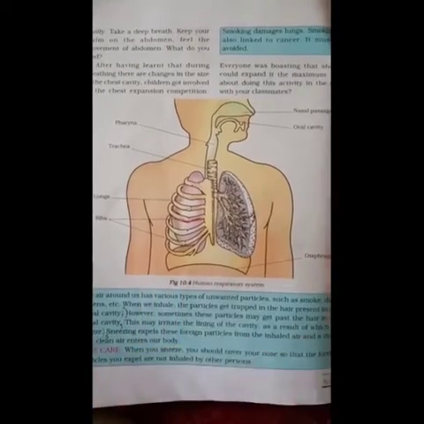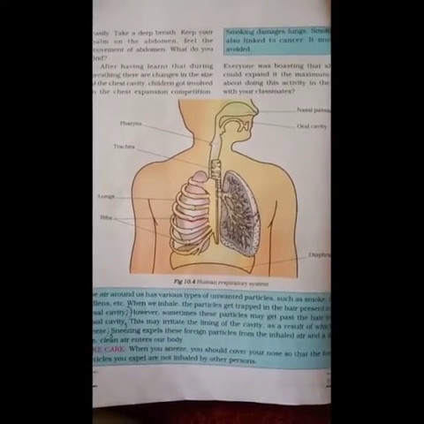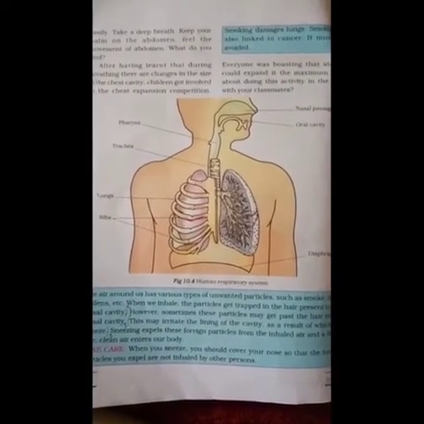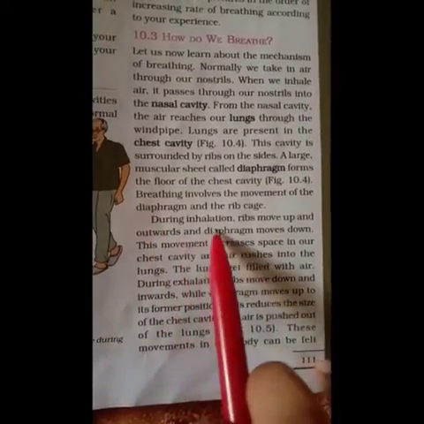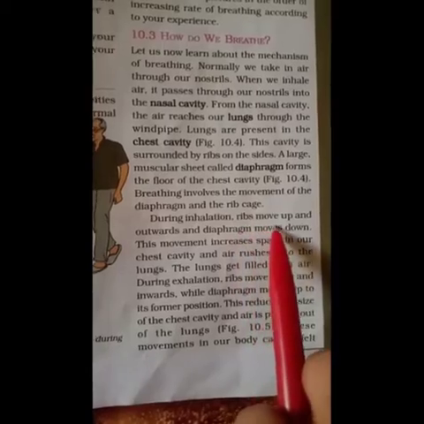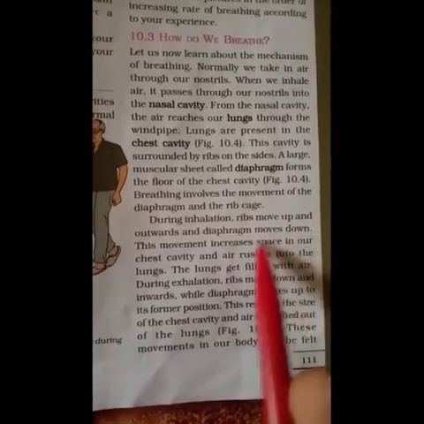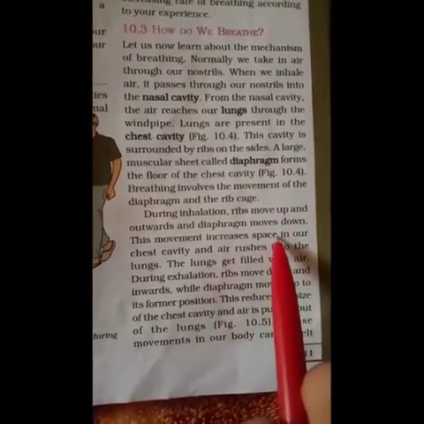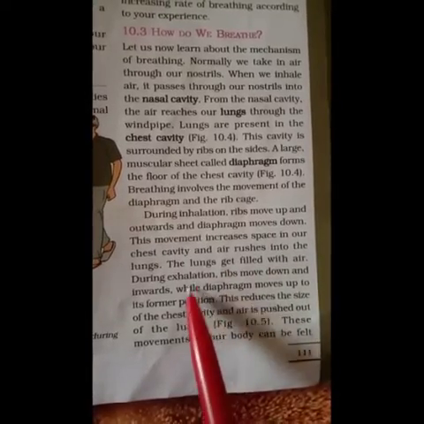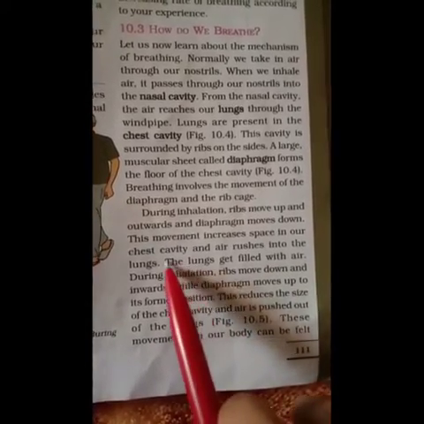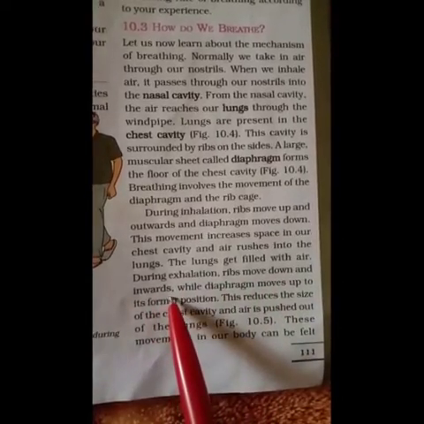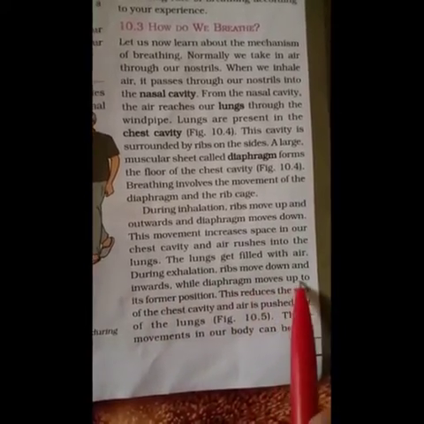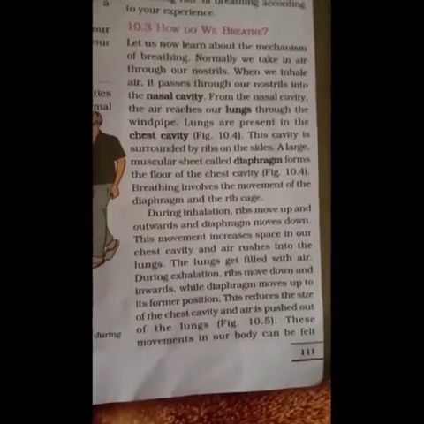Just now we studied what happens when you inhale air and what happens when you exhale air. Here you can see during inhalation, the ribs move up and outwards, and the diaphragm moves down. What happens in exhalation? During exhalation, the ribs move down and inwards while the diaphragm moves up to its original position.